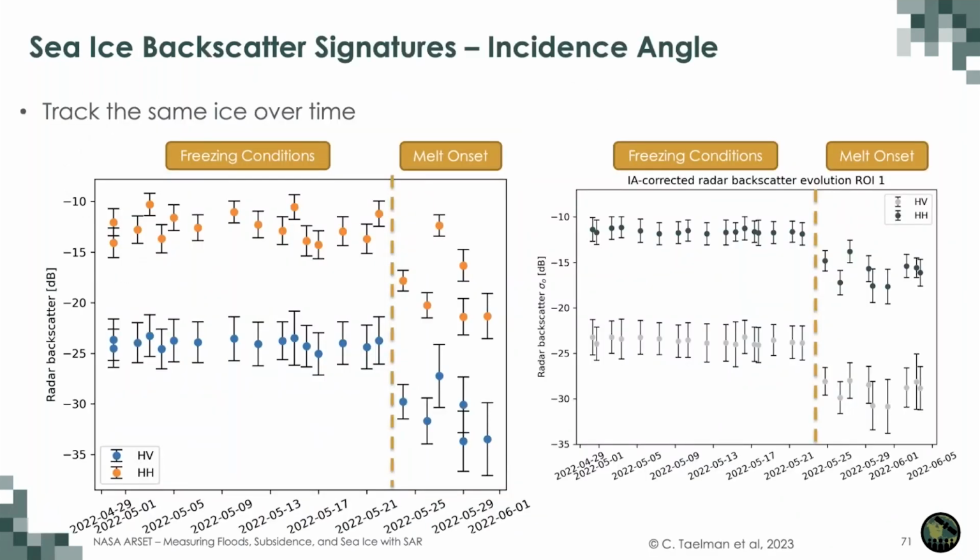We can address this once we know which sea ice type we have, such as was done here. If you look on the left, the incidence angle has not been accounted for, and if you look on the right, it has been accounted for. So you can see the importance of adjusting for the incidence angle, both over time and between different images, so that we can see that the changes we're observing are actually a physical change and not a change of the sensor itself.